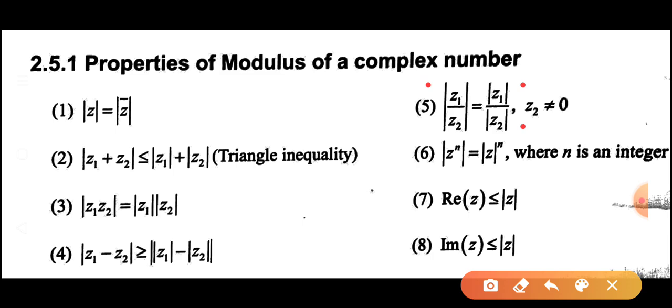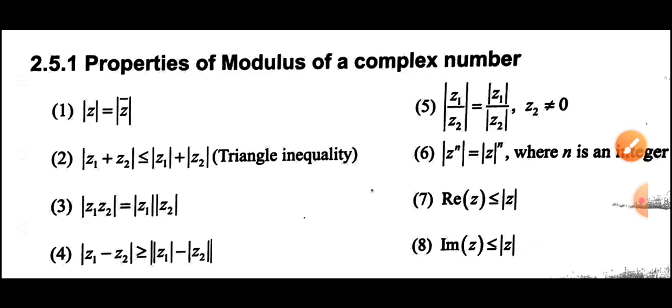Sixth one: modulus of z power n is equal to modulus z whole power n, where n is an integer. Next, the real part of z is less than or equal to modulus z, and the imaginary part of z is also less than or equal to modulus z. Now we are going to prove some of the properties. Do you understand these properties? Okay, thank you.